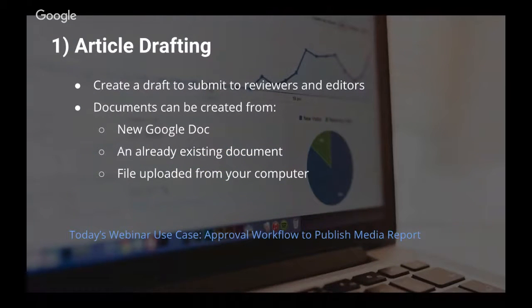The first stage of a workflow is to create content to have a draft to submit to reviewers and editors. Documents can be created from a new doc. If a user already has an existing document, the file can then be uploaded from your computer or selected if it is in your Google Drive.